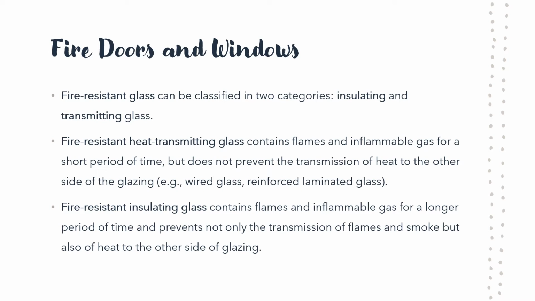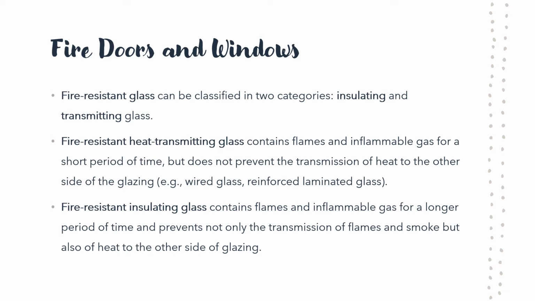Fire-resistant glass can be classified into two categories: insulating and transmitting glass. Fire-resistant heat-transmitting glass contains inflammable gas for a short period of time but does not prevent the transmission of heat to the other side of the glazing, like wired glass, reinforced laminated glass.